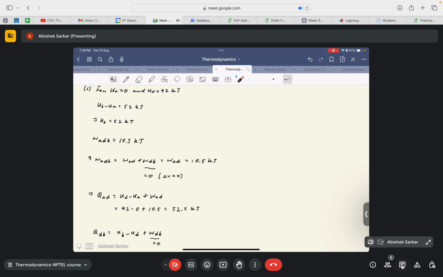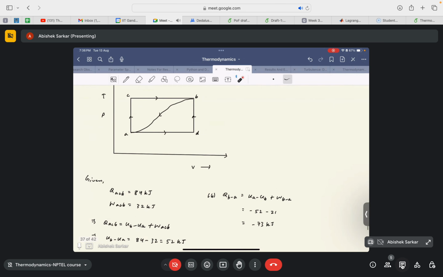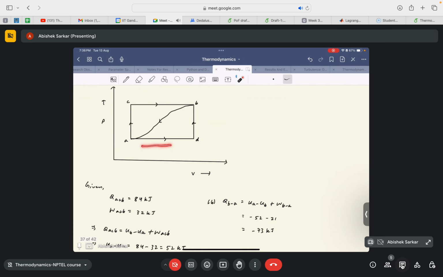Okay, the previous sub questions, right? Part A of the same question. Now WADB, if we go here, WADB can decompose into WAD plus WDB, right? And of course there is some work done in the process AD, but in the process DB the work is equal to 0, right? So we can write that WADB is equal to WAD plus WDB, and this would be equal to 0 because it's a constant volume process.